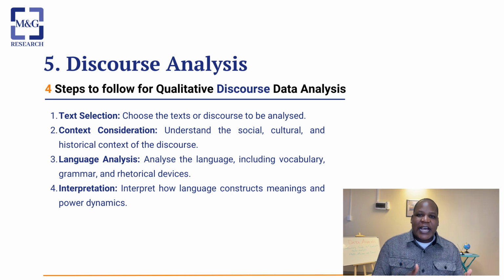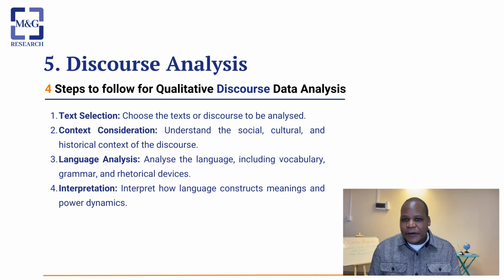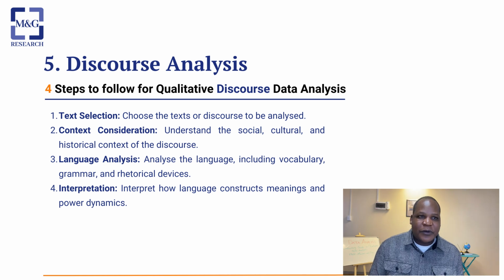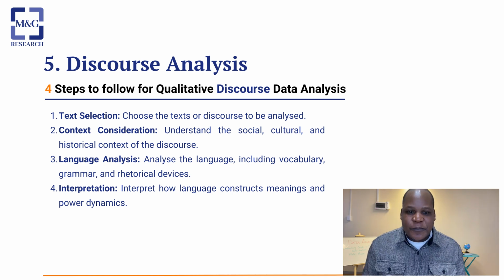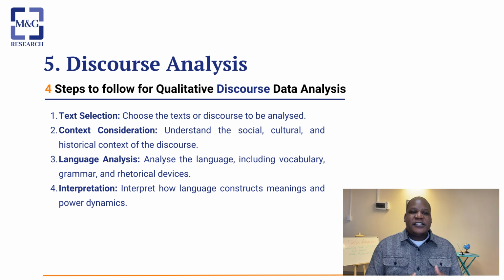You need to look at how certain information was disseminated, what kind of words, how the words were presented, the grammatical format, the rhetorical information that was being brought out. So this helps you to get to the interpretation, which is the fourth aspect, whereby you are interpreting how language constructs meanings and the power dynamics in those language constructs. The power dynamics are being played out in the information that was being disseminated.